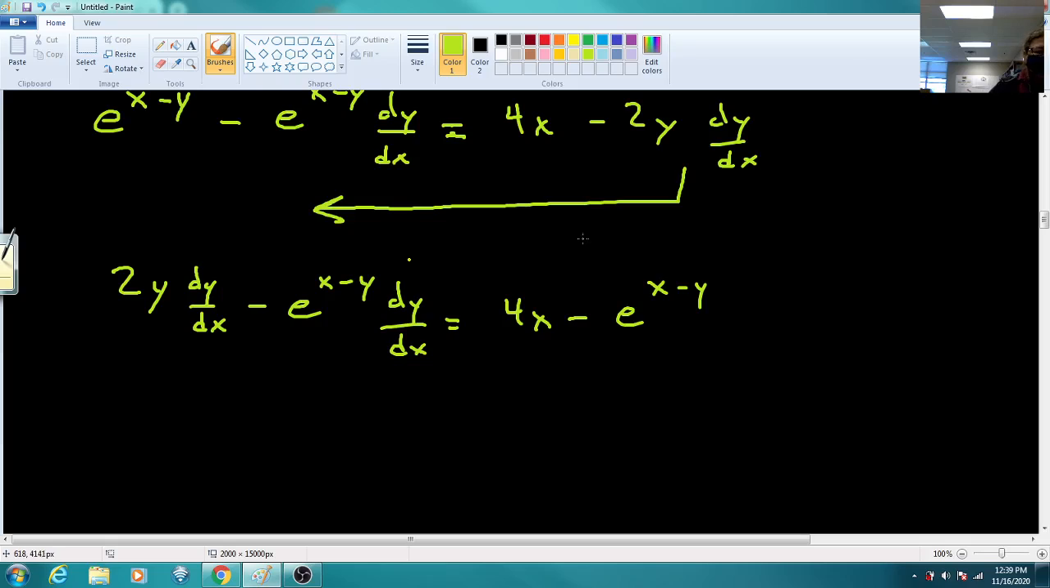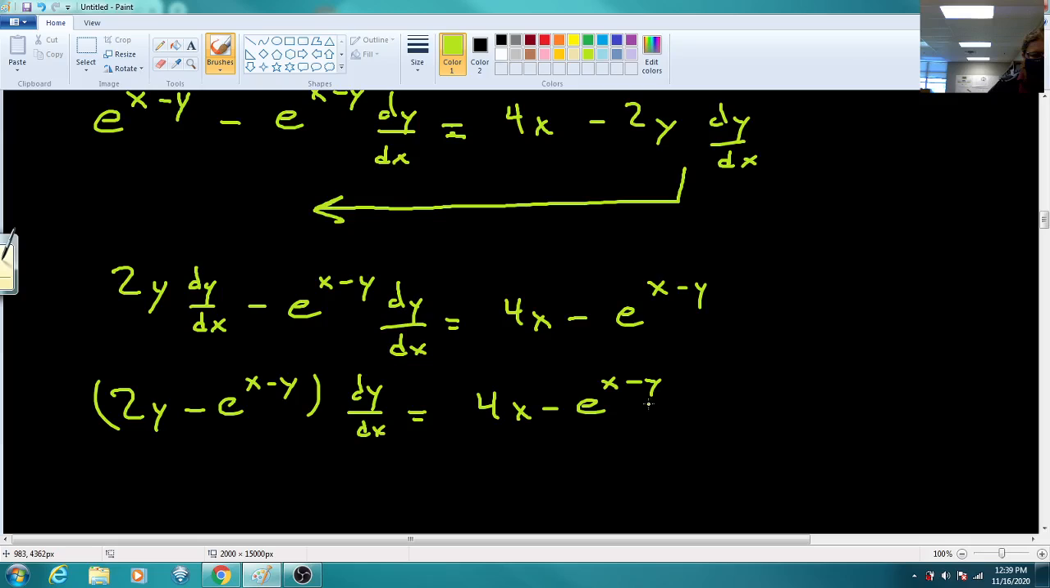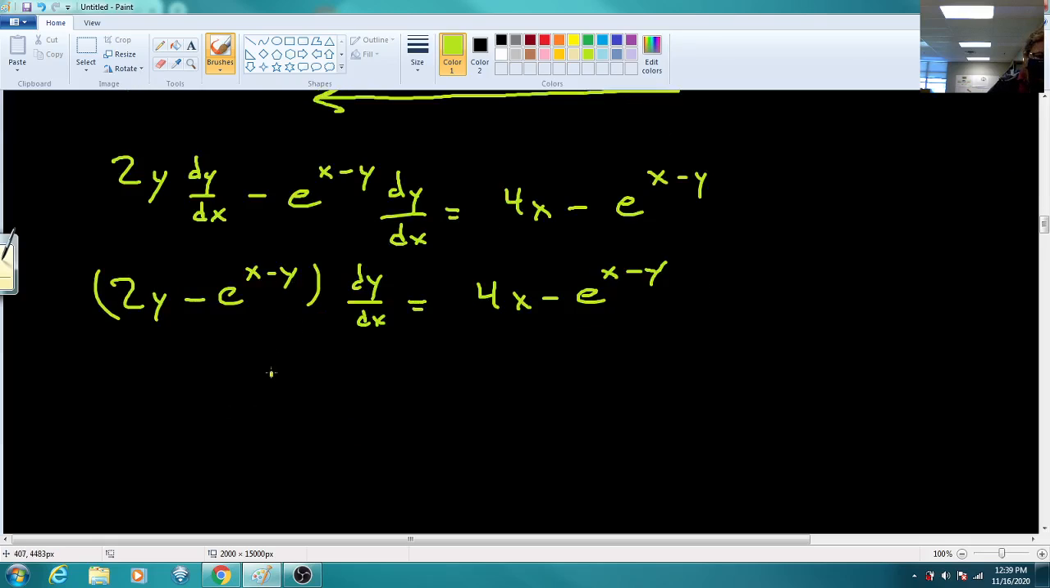Now I need to factor out the dy dx on the left hand side. I divide through by all this parentheses stuff that's multiplied to dy dx. That gets me dy dx solved for.